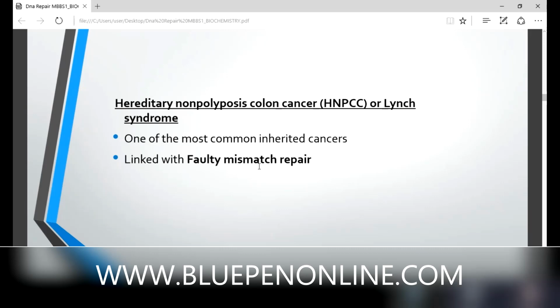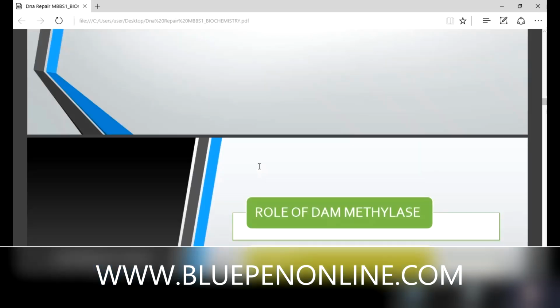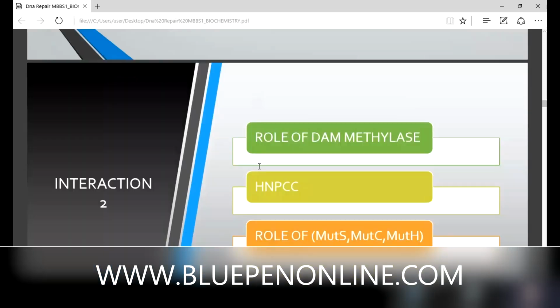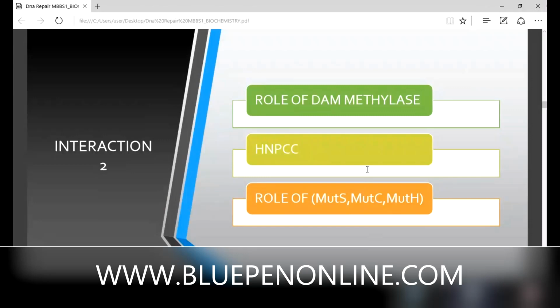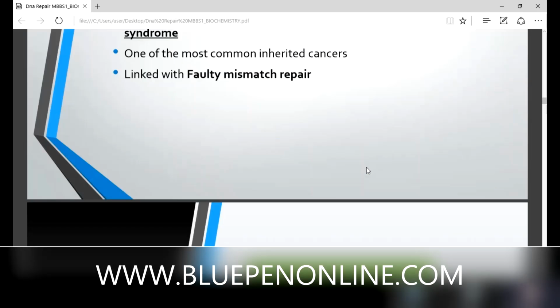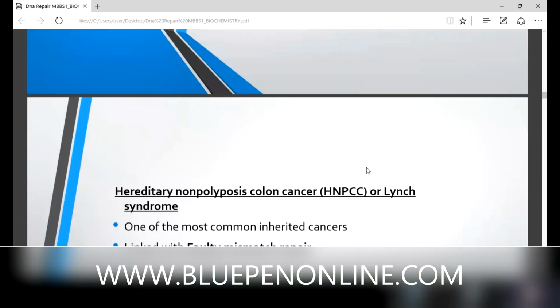Then what is the role of MutS, MutL and MutH? Here also I write C, it is L. They recognize the mismatch and the mismatched pair, and they cleave the parent DNA. In this diagram, it is more clear.